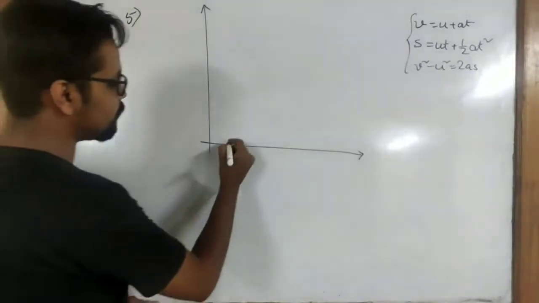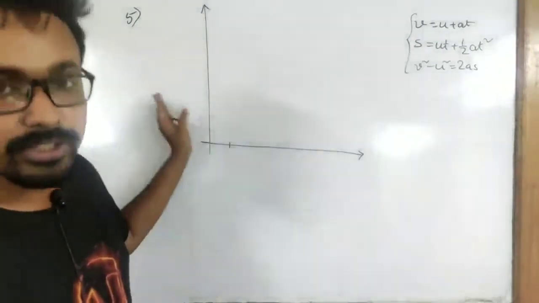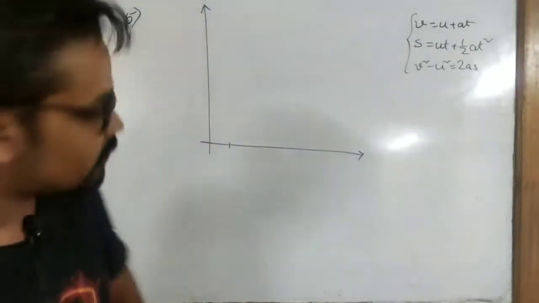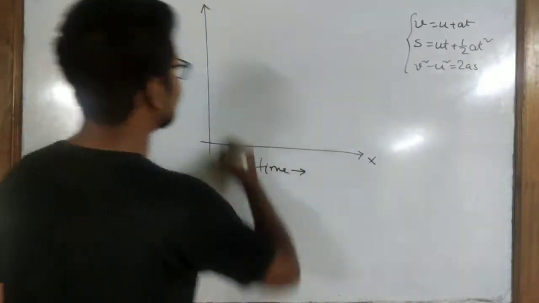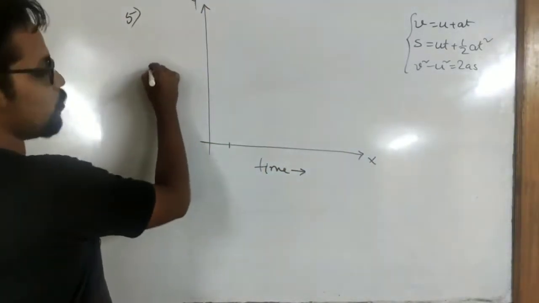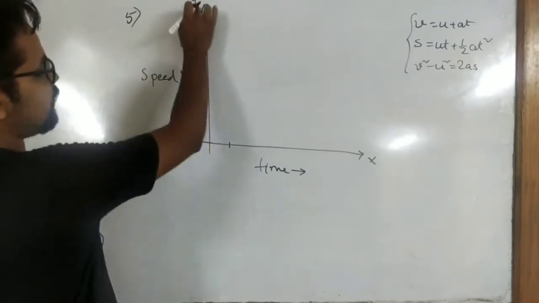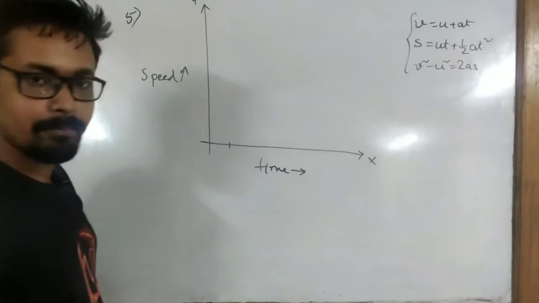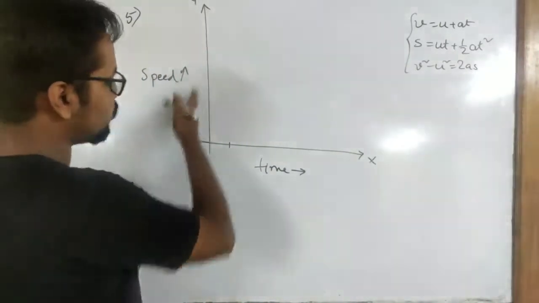For example, I take 1 centimeter equal to 1 kilometer or 1 second. So this will be our speed versus time graph. It is said it is speed versus time. So we will have time along the x-axis, and along the y-axis we are going to have the speed. This is the direction of speed, this is the direction of time. Now we need to just plot the points.